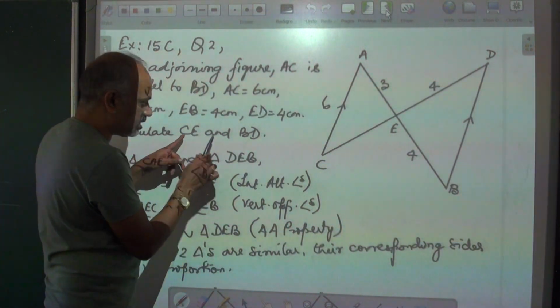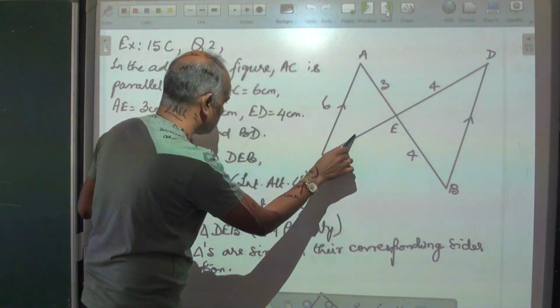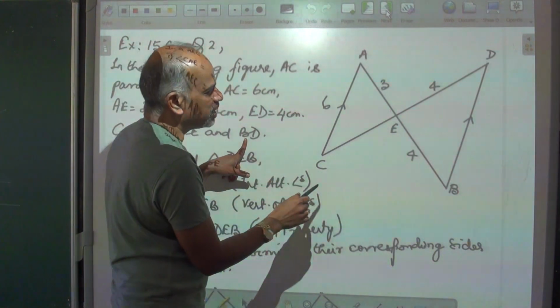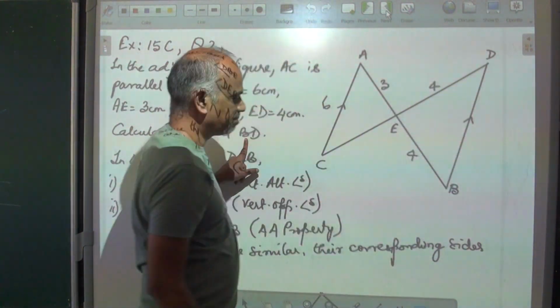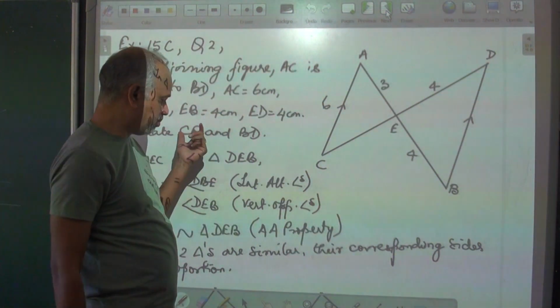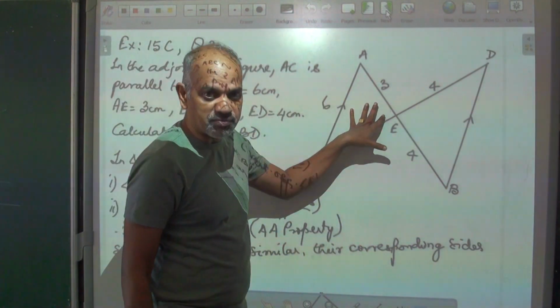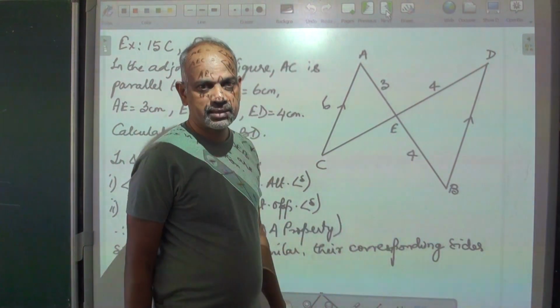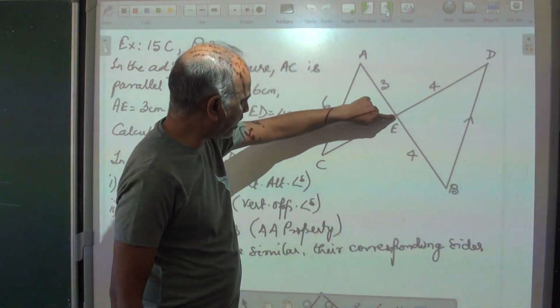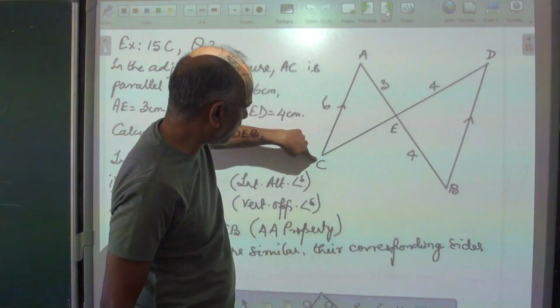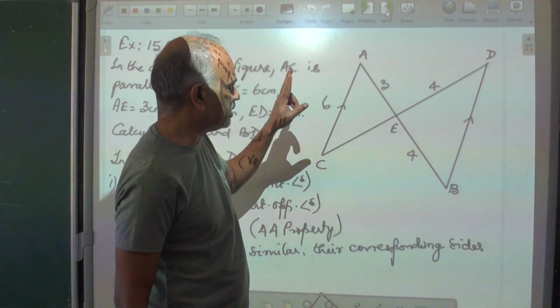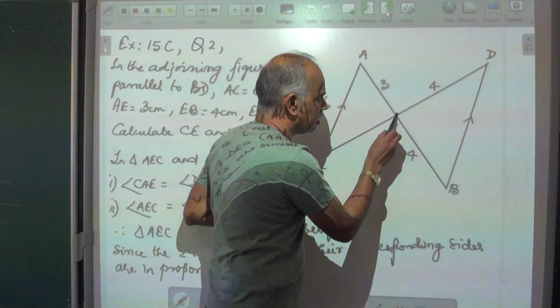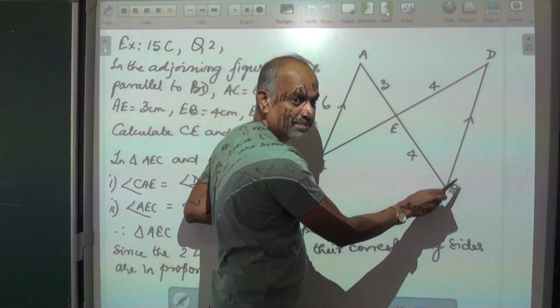Calculate CE, this distance you have to find first, and also find BD, this distance. We'll do this first. Before we do this, look at this figure. You will see there are two triangles. The first triangle is AEC, and the second triangle is DEB.